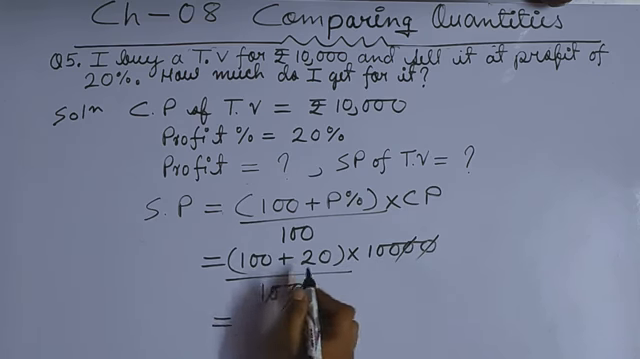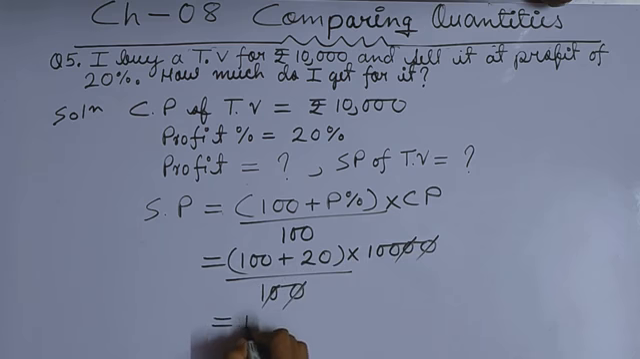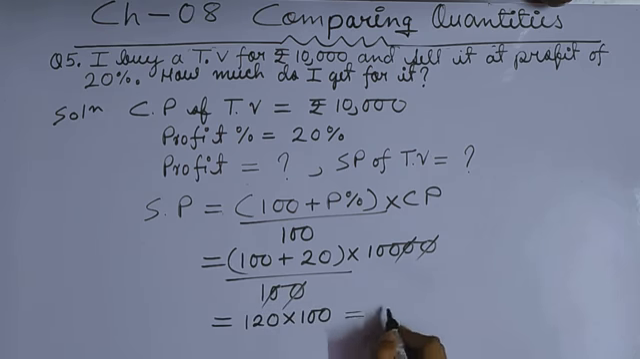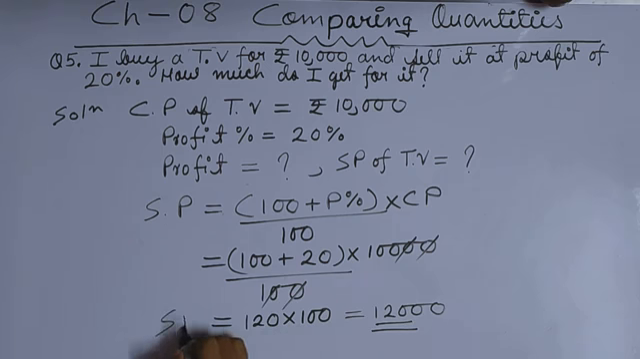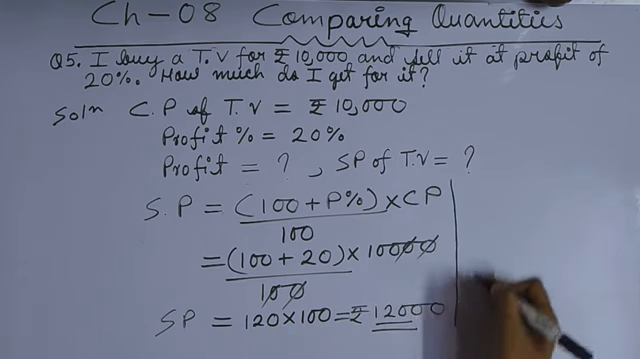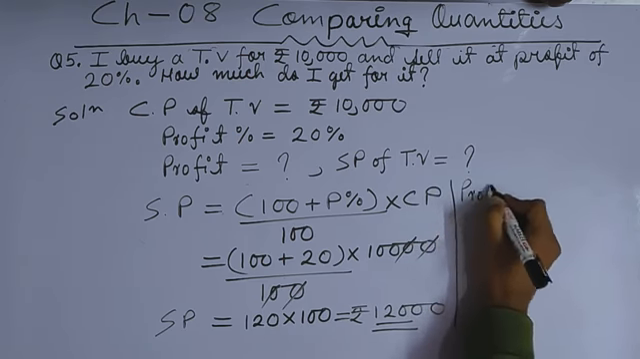This will be 100 plus 20, that will be 120 multiply 100. So this will be equals to what? 12,000. जो आपका SP निकल कर आएगा that is equals to your 12,000 rupees. आपका SP कितना निकल कर आ गया? 12,000 rupees.